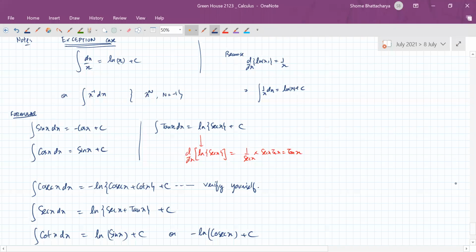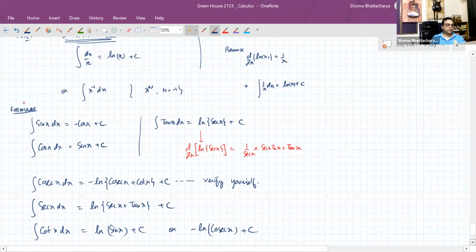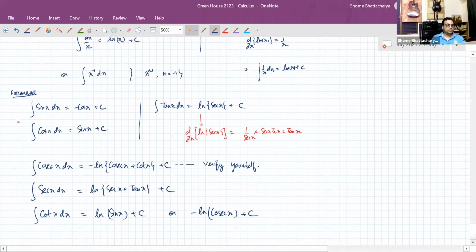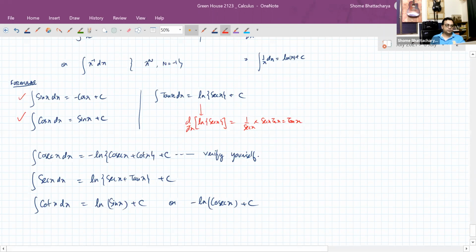Okay. So out of this, what is going to be really important for us is these two formulae. The rest of them are not going to be so important in our applications in physics, but you should know them. Okay.